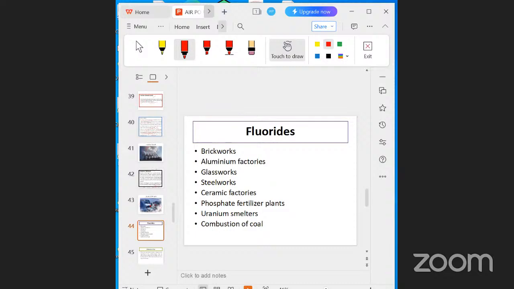Next one is fluoride. Sources of fluoride pollutants are brickworks, aluminum factories, glass works, steel works, ceramic factories, phosphate fertilizer plants, uranium smelters, and also combustion of coal. The most injurious fluoride pollutant is gaseous hydrogen fluoride.